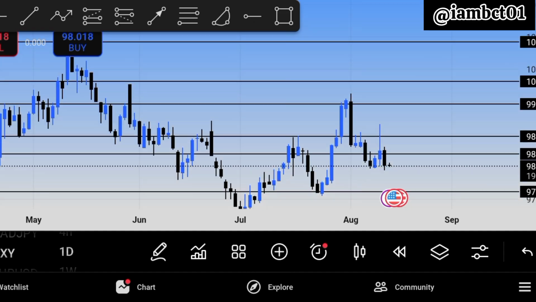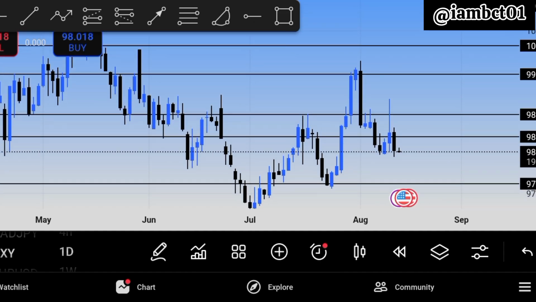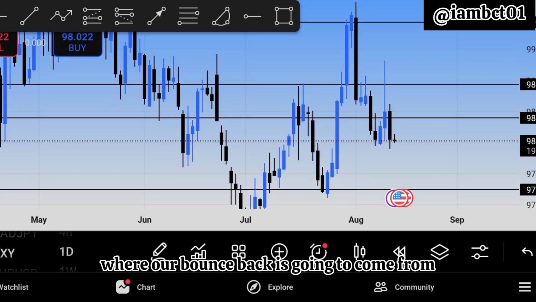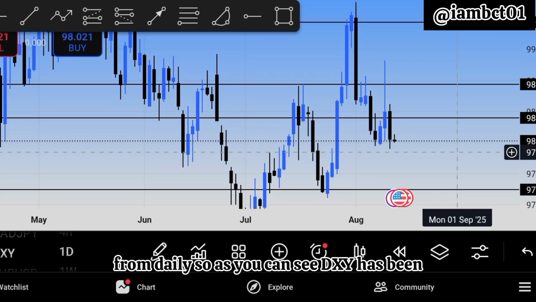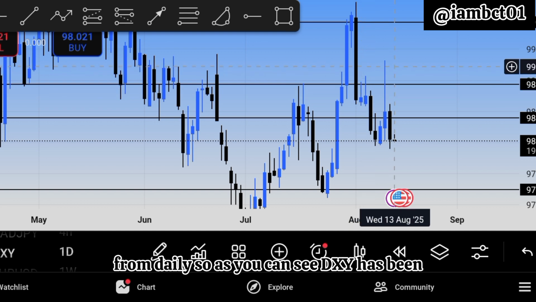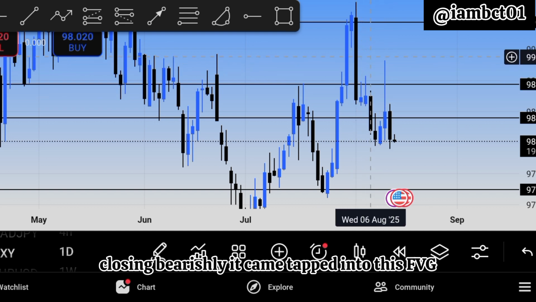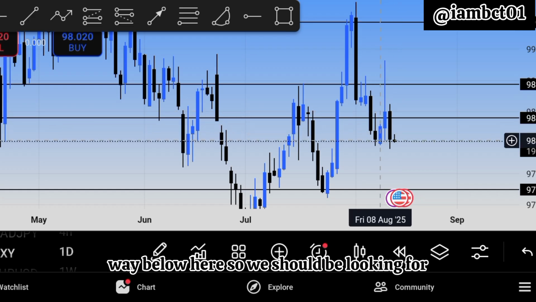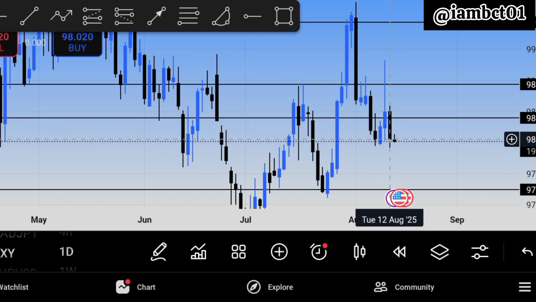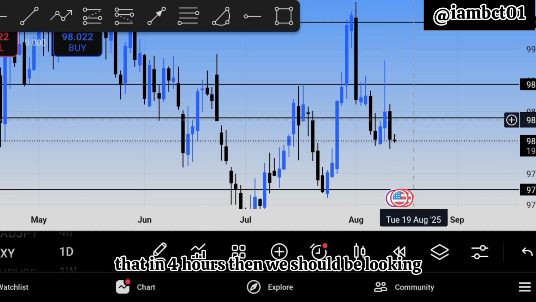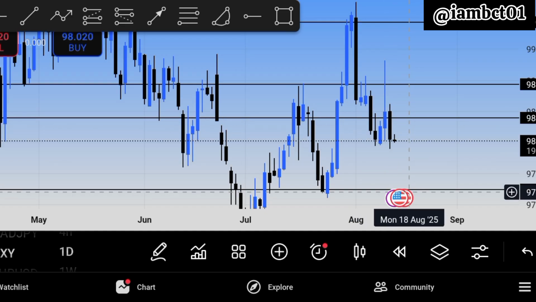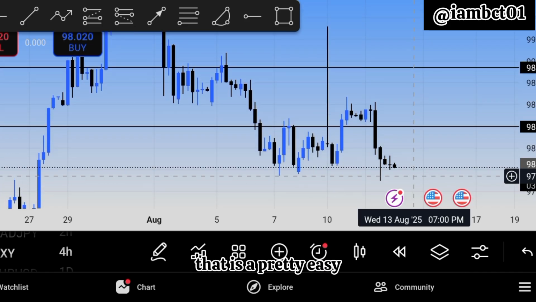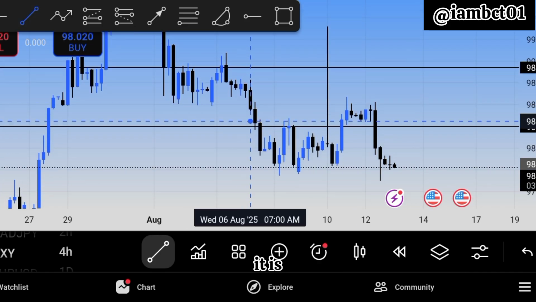And as you can see, we are already looking at where our bounce back is going to come from on daily. DXY has been closing bearishly. It tapped into this FVG and rushed all the way down, closing below here. So we should be looking for a break of structure. If we haven't gotten that in 4 hours, then we should be looking for sells from here, and then let it keep pushing down to the downside. That is pretty easy.